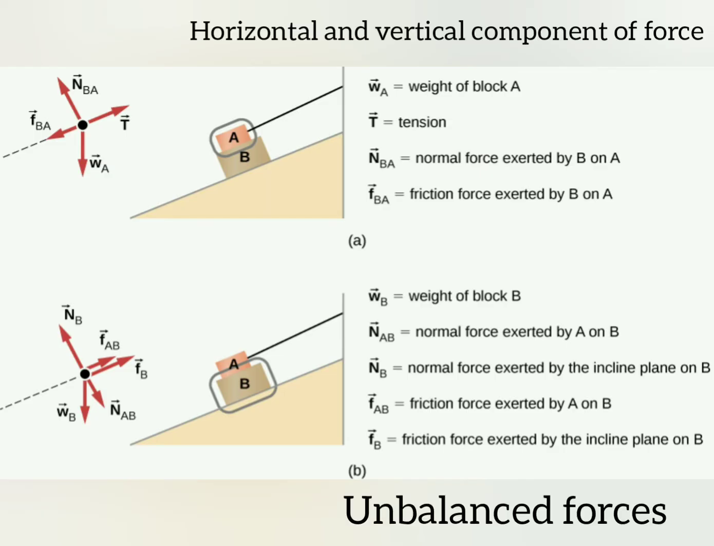Here both the blocks are on an inclined plane. The forces on A are the weight of the block, tension, the normal force exerted by B on A, and the frictional force exerted by B on A. And coming to block B: the weight of the block, the normal force exerted by A on B, the normal force exerted by the inclined plane on B, the frictional force exerted by A on B, and the frictional force exerted by the incline on B.